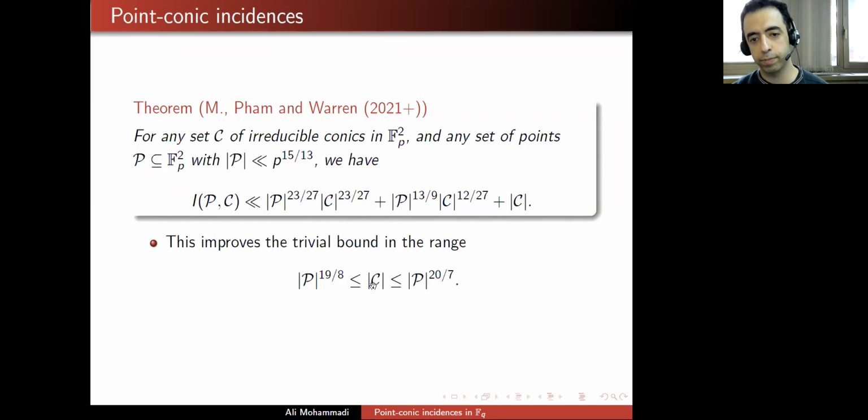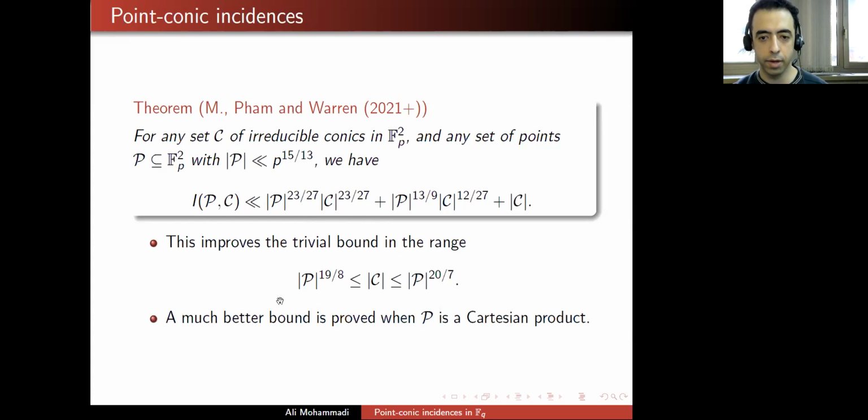So basically, C has to be fairly large, which makes sense. I mean, you would expect these are six parameter curves, so you kind of expect them to be large. And we prove a much better bound when P is a Cartesian product. This really just comes down to the fact that we reduce the problem to a point line one, and there are better results for Cartesian products for point line ones.